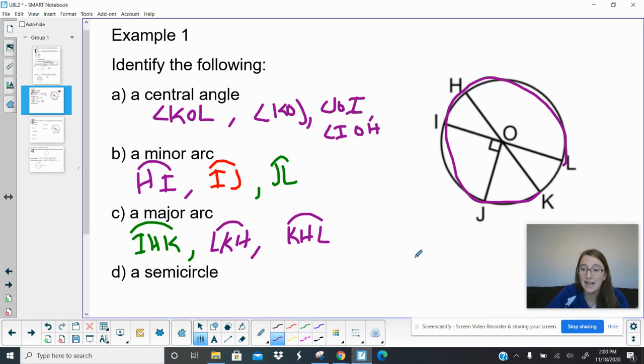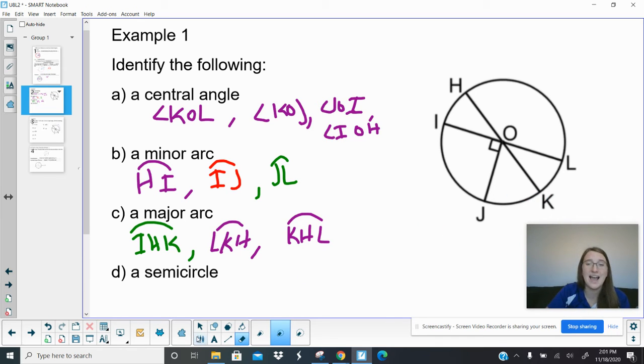There's lots of options. Again, the key with understanding what arcs they're talking about, because you're going to get confused a lot later, is to follow them with your finger. KHL, versus, notice I used the same letters here, but in a different order. That matters. Versus LKH. Those are talking about different arcs. The order of the letters for sure matters. Follow with your finger.